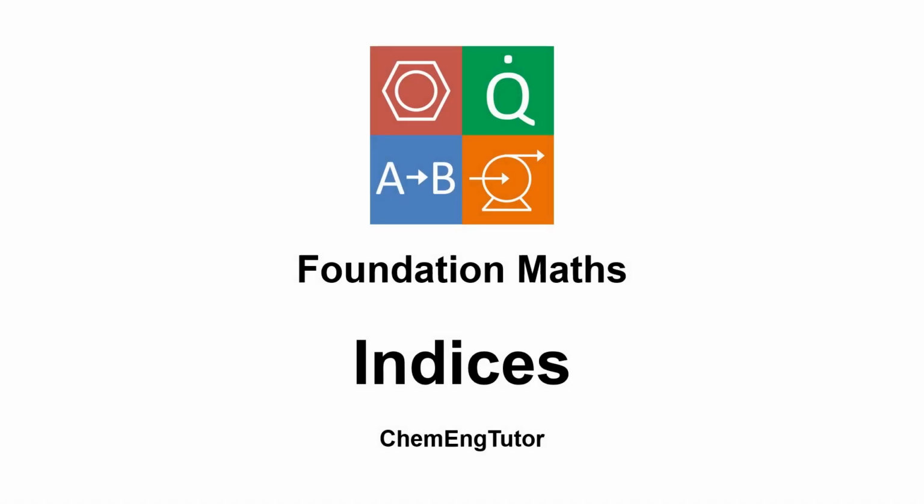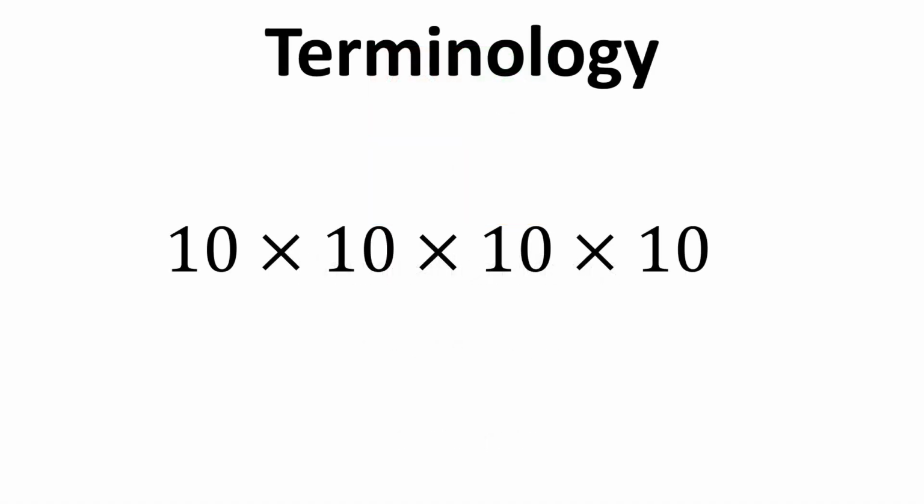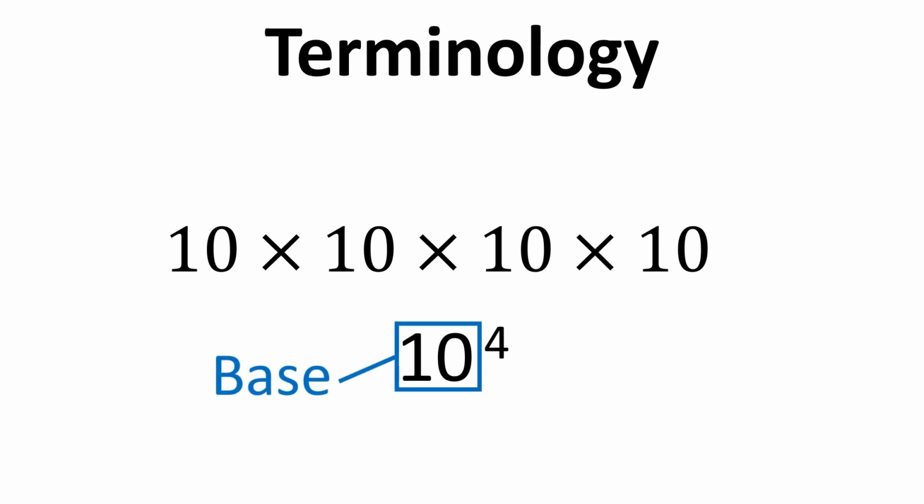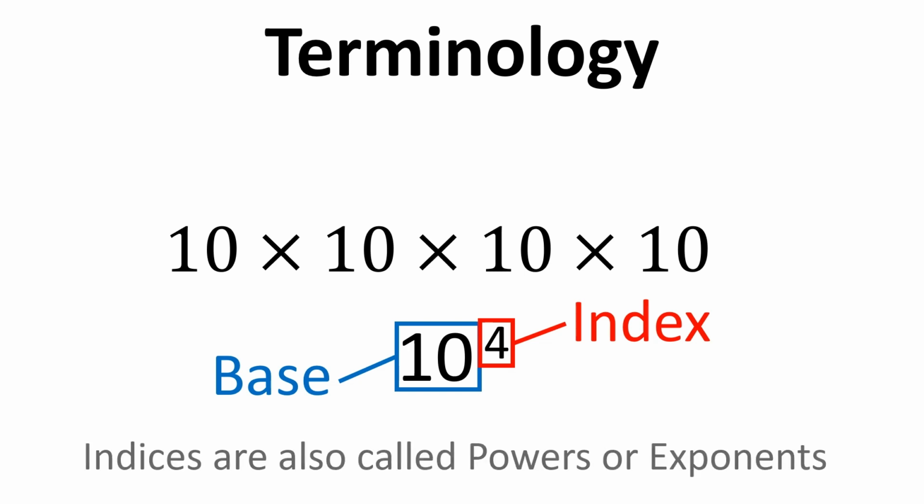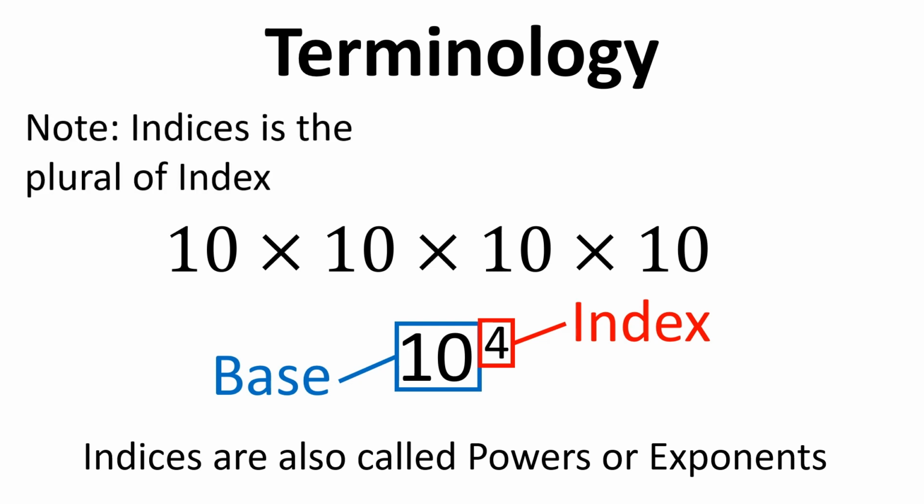In this video, we're going to look at indices. So first of all, some terminology, and we're going to use an example to just explain this terminology. So we've got 10 times 10 times 10 times 10, and we can actually write this as 10 to the power of 4. And we refer to 10 as the base and 4 as the index. Now, the index can also be called the power or the exponent. And we also may use the term indices, powers, exponents, and indices is just the plural of index.